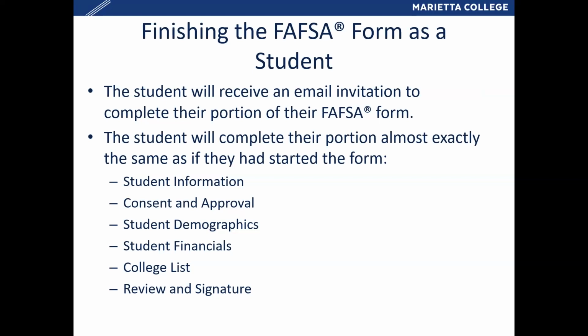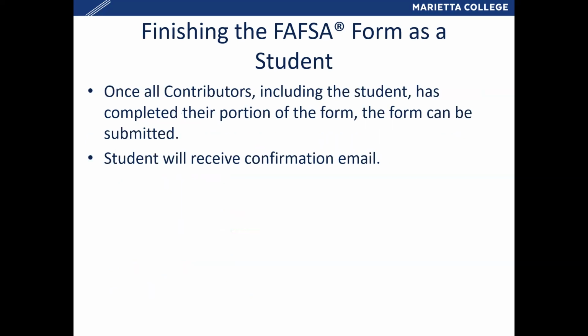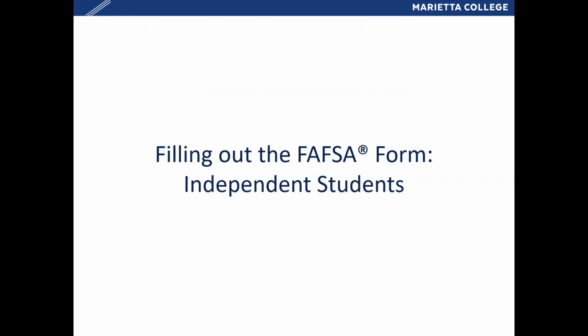And here's where it's a little bit different from the parent section. They will go ahead and list their colleges on their part again, just as if they started the form. And lastly, they'll review and sign. And then again, once all contributors, including the student, have completed their portion of the form, it can be submitted, and the student again will receive a confirmation email.